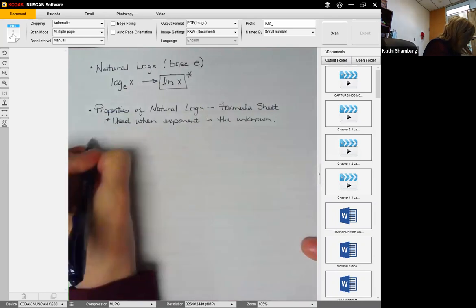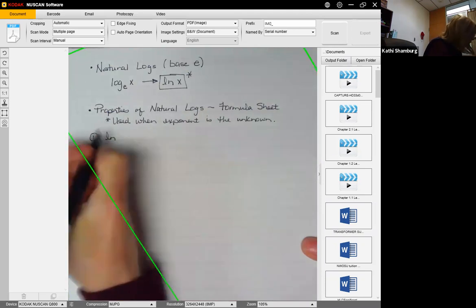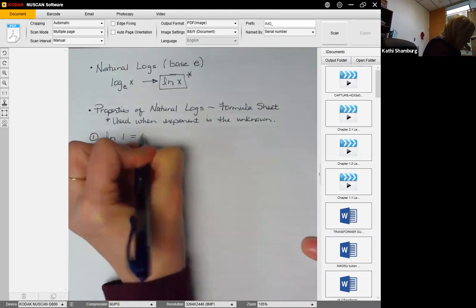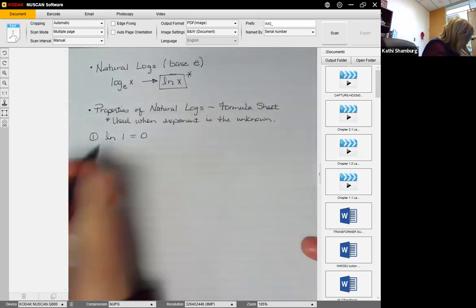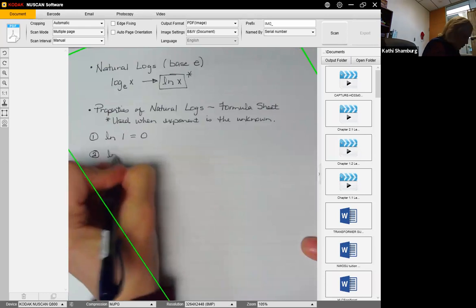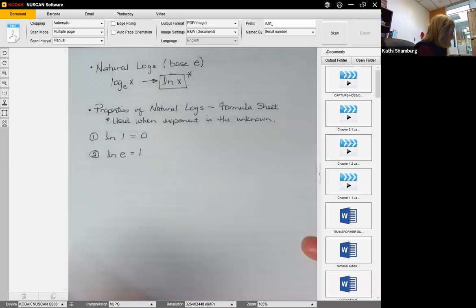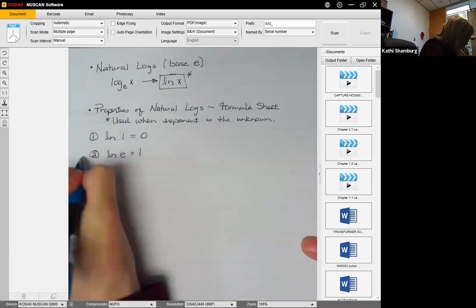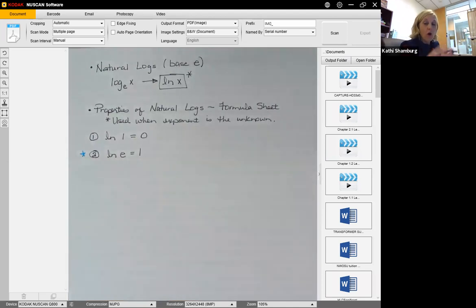All right. So the first natural log property is that the natural log of 1 is always equal to 0. The second property is the natural log of e equals 1. Now, this is going to come into play a lot. You need to get that memorized. As soon as you see the natural log of e, you go, oh, that's equivalent to 1, and you can substitute 1 in for it.